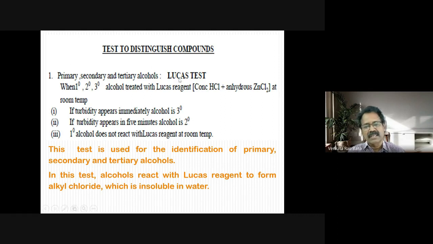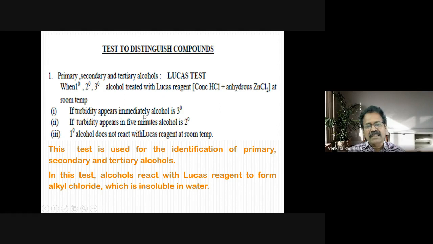The first one is the Lucas reagent test. Primary, secondary and tertiary alcohols can be distinguished by the Lucas reagent test. What is Lucas reagent? It is a mixture of concentrated HCl and anhydrous ZnCl2. Please do remember this point. Now, when 1 degree, 2 degree and 3 degree alcohols are treated with this Lucas reagent, observe what happens.